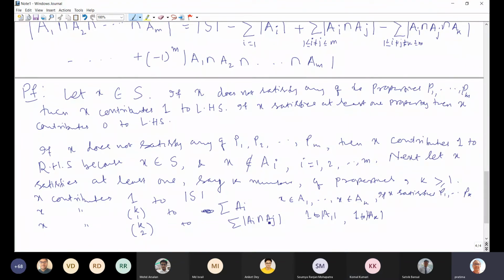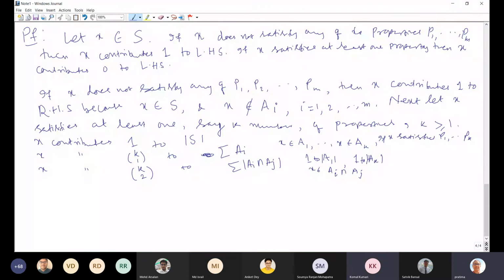Then for the pairs, if x belongs to both Ai and Aj, then x will contribute 1 to this cardinality, otherwise not. So out of A1, A2 to Ak, if you select any pair, x will contribute 1 to the absolute value of the intersection of those two. Therefore, it will contribute k choose 2 to this sum. Is it clear? Okay, now you understand.